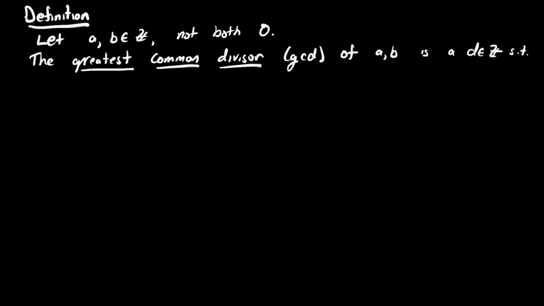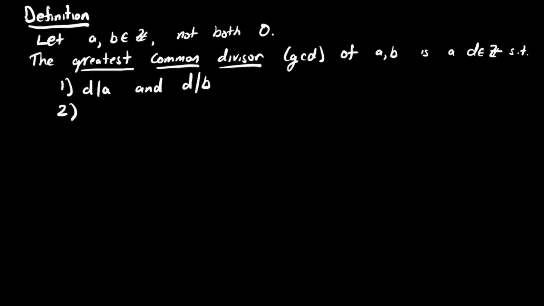But what is the greatest common divisor? Well, we know it has to be an integer, and it's somehow associated to a and b. How is it associated to a and b? Well, it has to satisfy two conditions. First, it has to be a common divisor. So d has to divide a and d has to divide b.